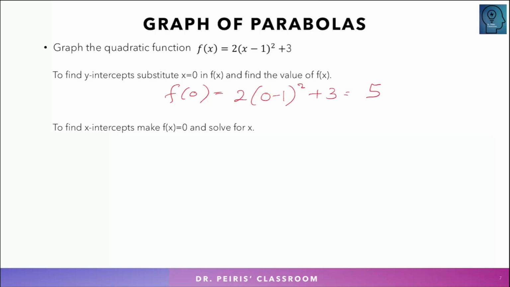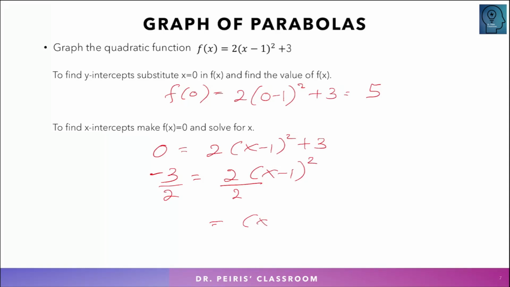To find the x-intercept, we make f of x equal to 0. So 0 equals 2 times x minus 1 squared plus 3. Again, we need to isolate the square term to find x. To isolate the square term, we first subtract 3 from both sides. This is minus 3 equals 2 times x minus 1 squared. Then we need to get rid of the 2, so we divide by 2. X minus 1 squared equals minus 3 over 2.